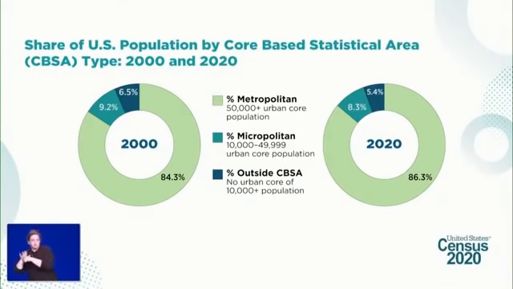This graphic shows the shares of the U.S. population in core-based statistical areas, the collective term for metro and micro areas, as well as outside CBSA, that is, population not in a metro or micro area. In 2000, 84.3% of the U.S. population was in a metro area. That's the light green section of the graphic on the left. By 2020, the proportion of the U.S. population in metro areas increased to 86.3%, while it decreased in both micro areas and in areas outside of metro and micro areas.